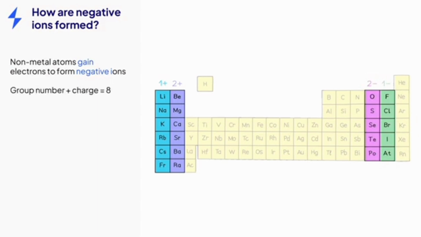A way to remember this is that for negative ions, the group number plus the charge adds up to 8. For example, the group number of oxygen is 6, the charge on its ion is 2-, and 6 plus 2 is equal to 8. It is useful to remember that you can use the periodic table given to you in an exam to work out the charge an ion will have.